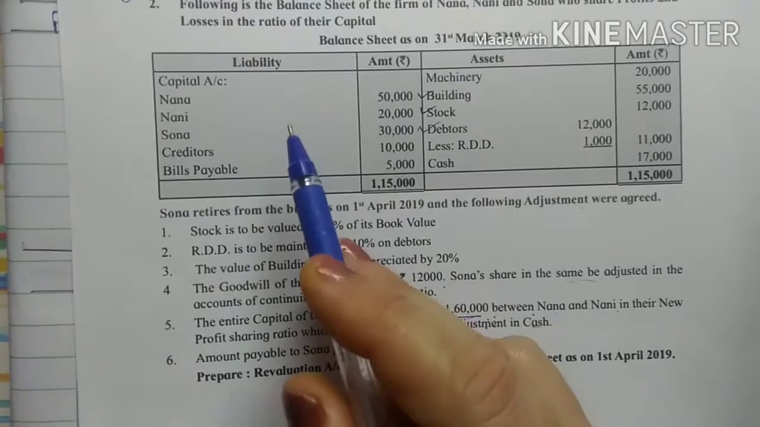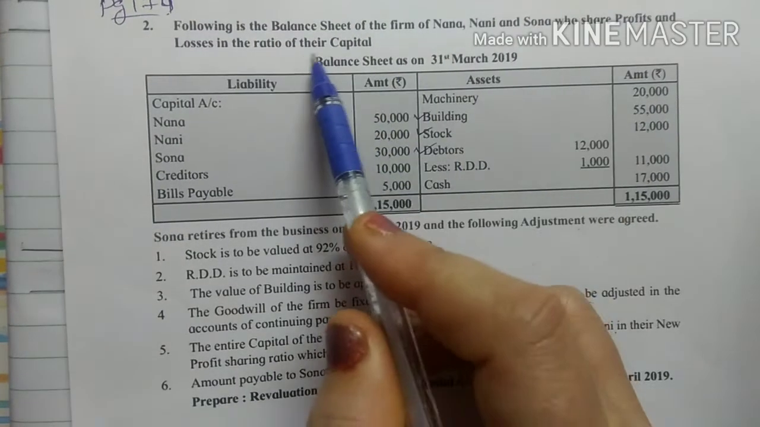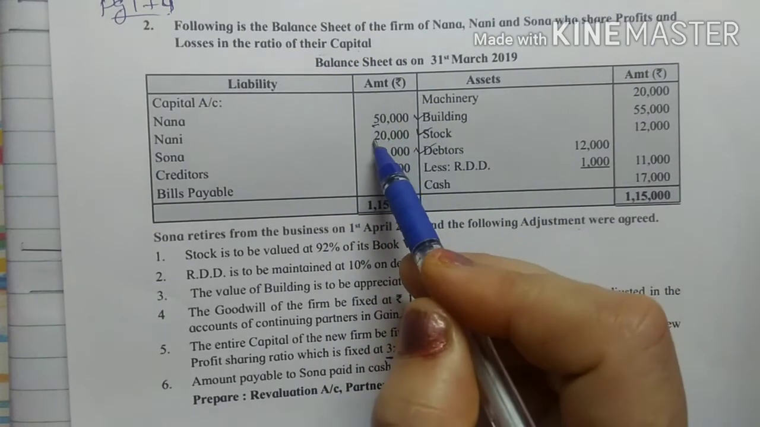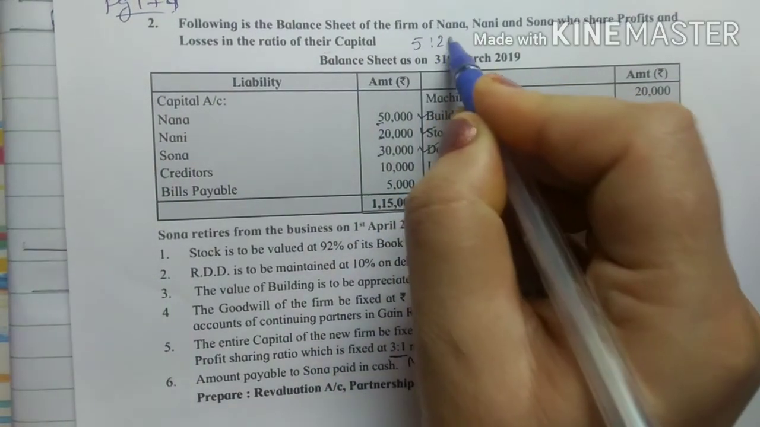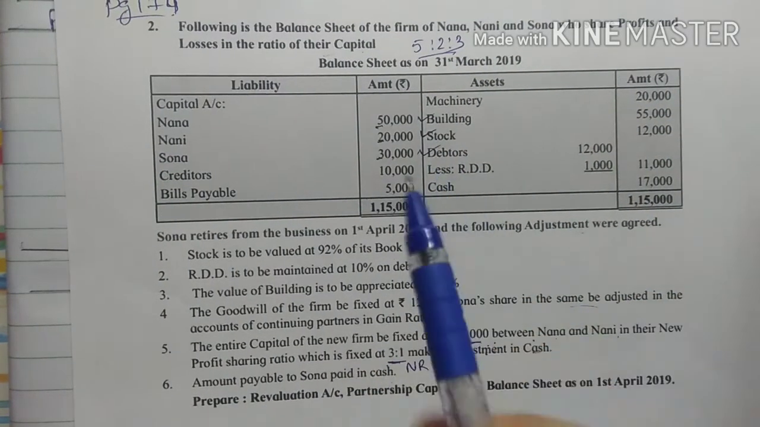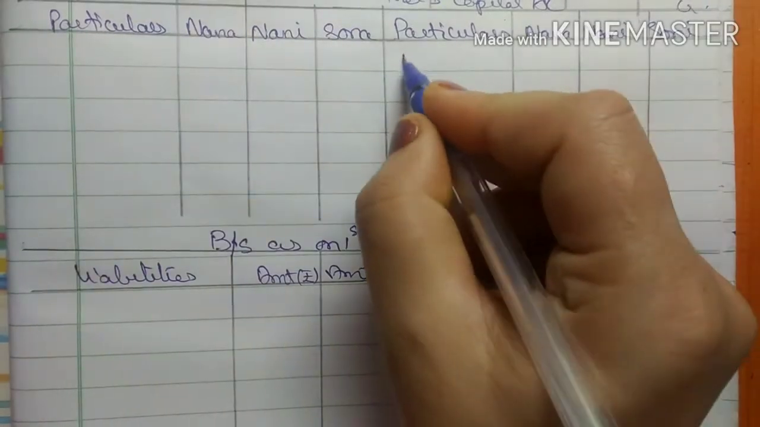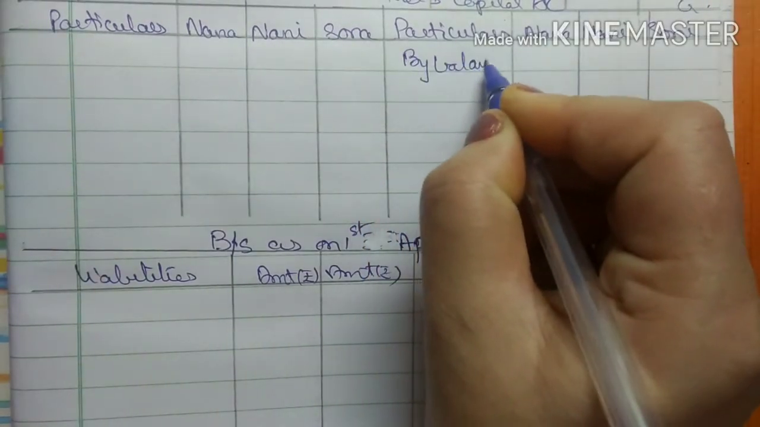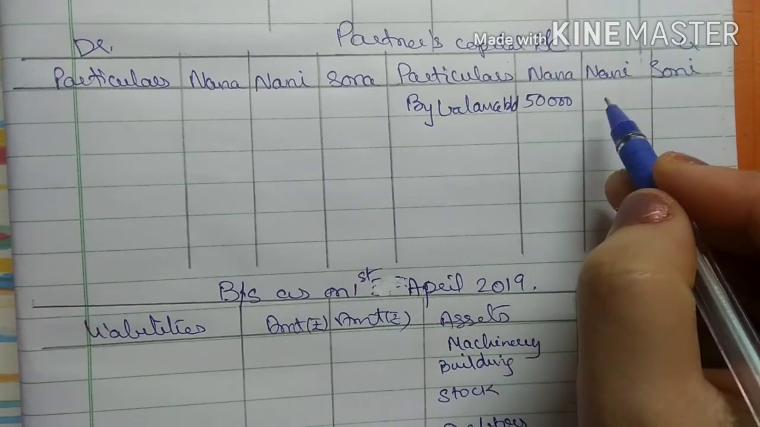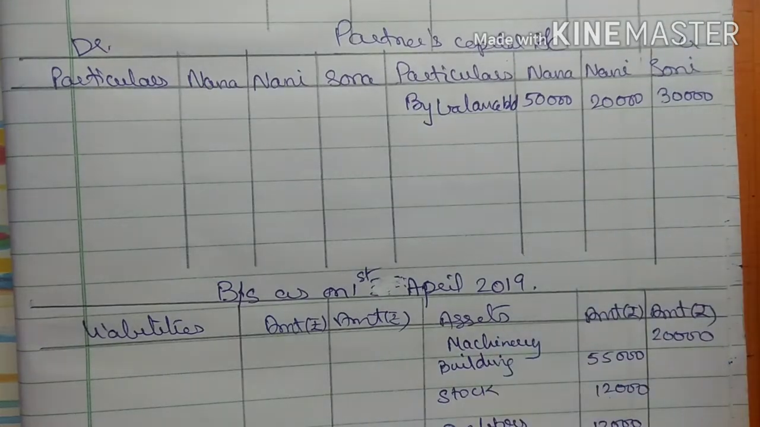See, liability side, opening balances of partners are given 50,000, 20,000, 30,000. More of they have shown that their profit sharing ratio is in the ratio of their capital. So 5:2:3 is their old ratio, right? They have said to take the ratio of their capital as the profit sharing ratio. So 5:2:3. So we will do the posting of opening balances in partners capital account. Credit side, by balance brought down 50,000, 20,000 and 30,000.